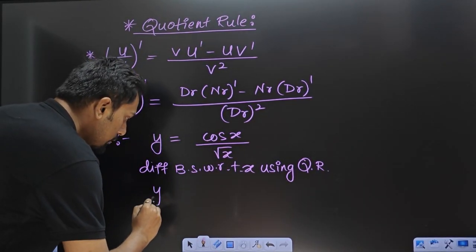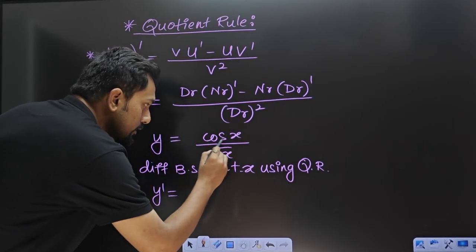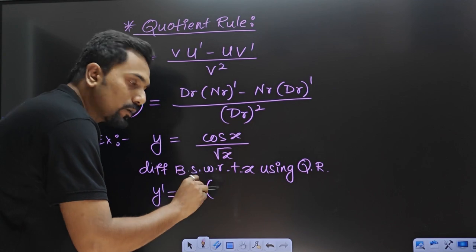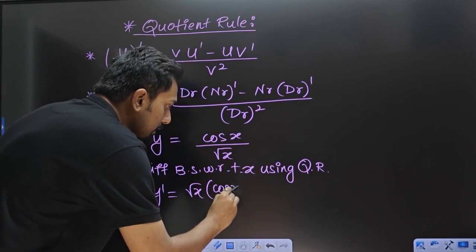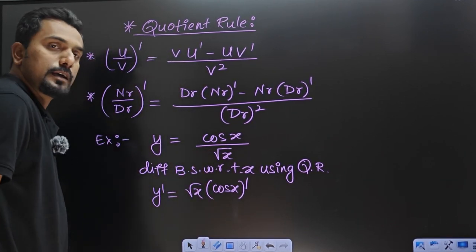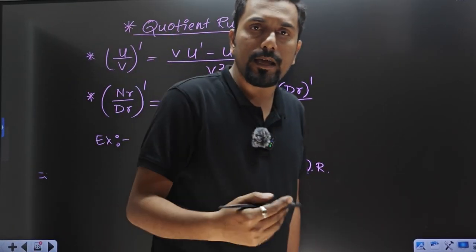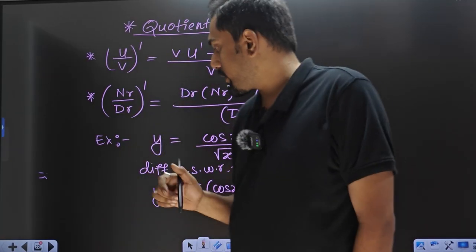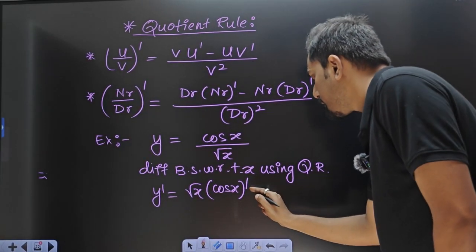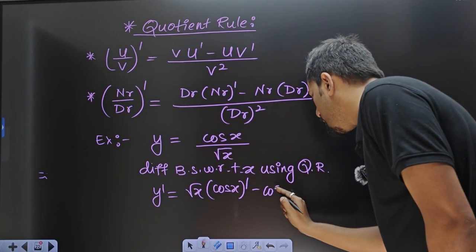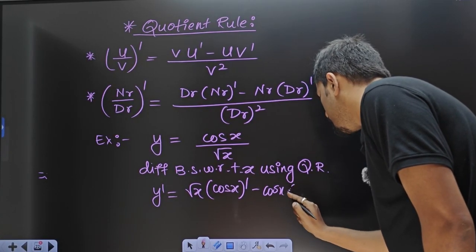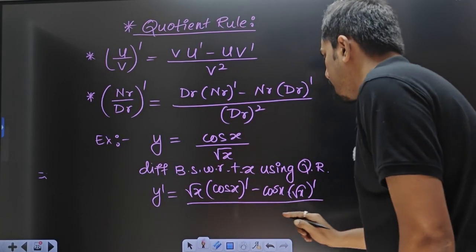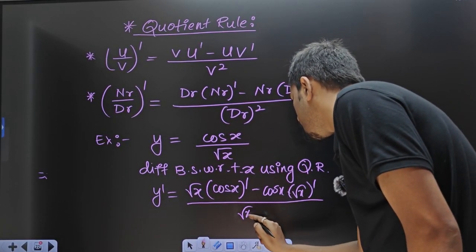Then y dash is equal to denominator as it is, root x as it is, first we will apply the rule. Derivative of cos x dash. Instead of writing dy by dx you can write dash, because NCERT clearly mentions it. You can use this notation. Then minus cos x into derivative of root x divided by square of the denominator.